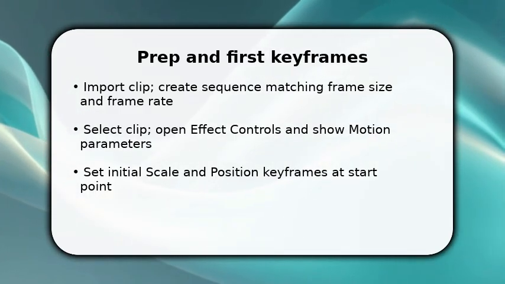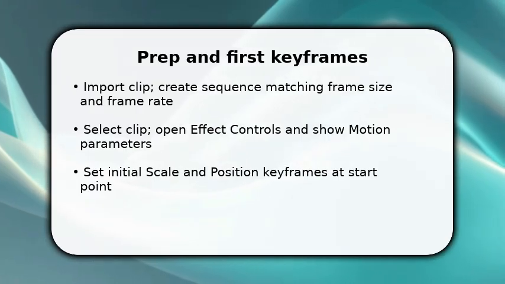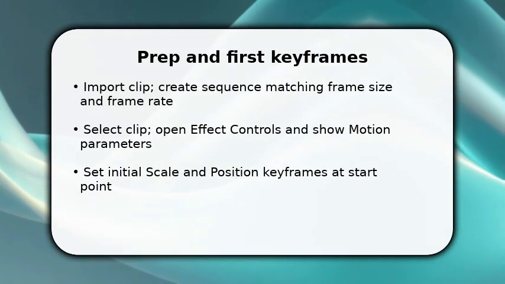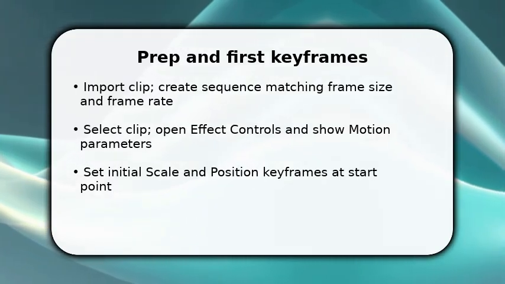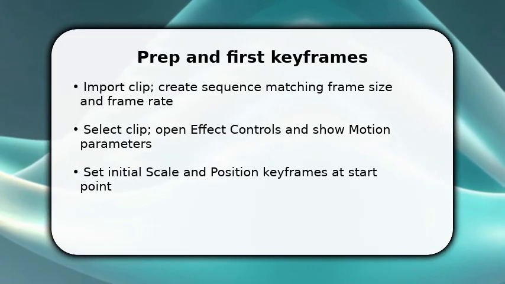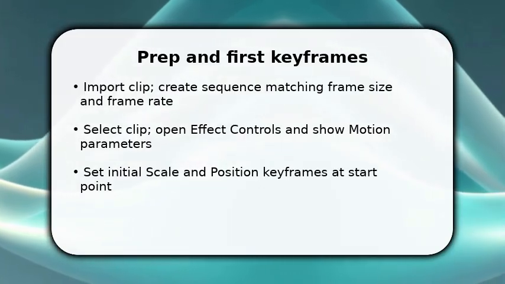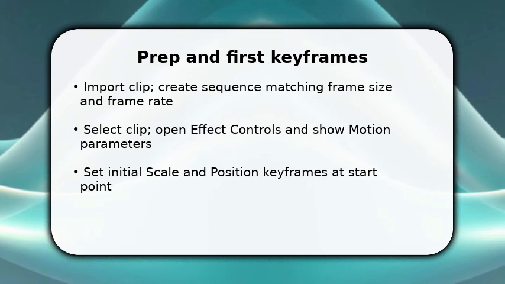Now scrub to the frame where the zoom begins and click the stopwatch to add scale and position keyframes. This anchors the starting values. Make sure the playhead is precise. Use arrow keys if needed, because keyframe placement determines timing and smoothness of the zoom.